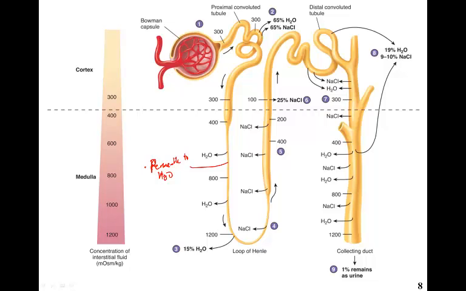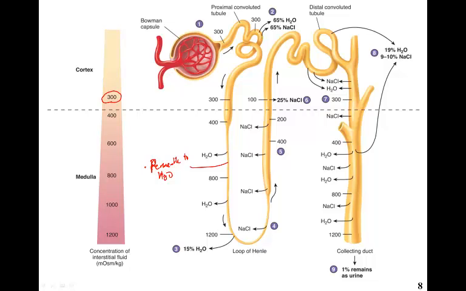So out here in the cortex, the fluid around the kidney has an osmolarity of about 300. So the same as the fluid inside the nephron here. Same as blood, really. But as you go deeper into the medulla, the osmolarity of the fluid around the nephron gets higher and higher and higher, more and more concentrated. So it gradually increases to 1200 milliosmolar at the deepest part of the medulla.